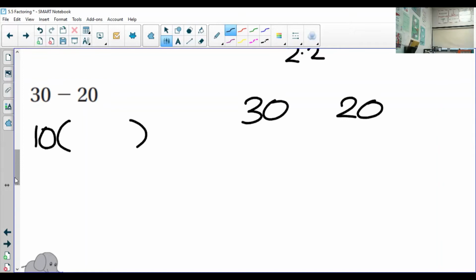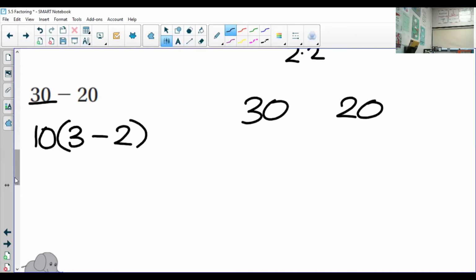The important thing here is that you remember it has to be the greatest common number. So 5 goes into 30 and 20, but I can't use 5 because it's not the greatest one. If you're not sure that the number you're thinking of is the biggest one, just do the factor trees real quick, and you'll find out that in this case it's 10. So 30 divided by 10 is 3. Subtraction, 20 divided by 10 is 2.